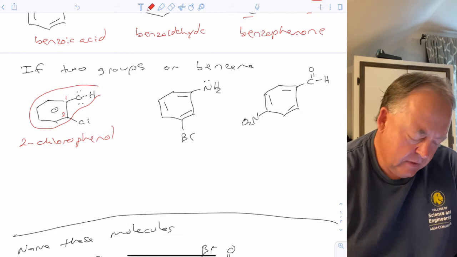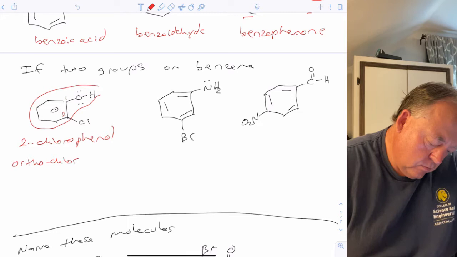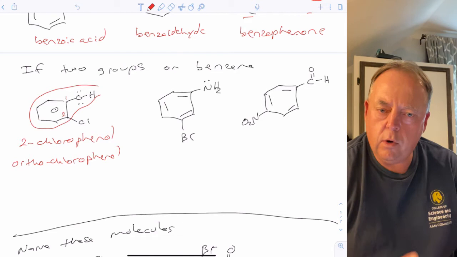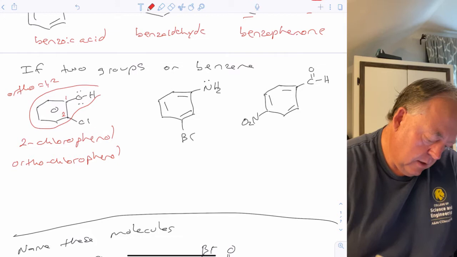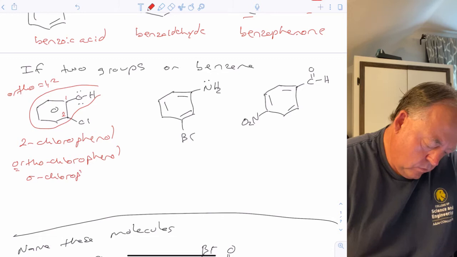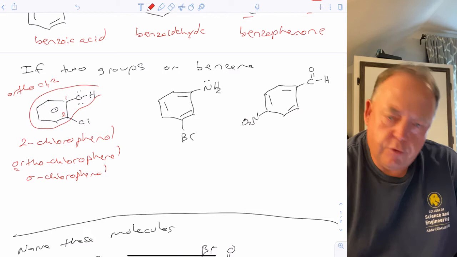You sometimes also see this called ortho. Orthochlorophenol, so the ortho means the two things are 1-2 with respect to each other. Or just abbreviated O. So o-chlorophenol would be, so you should know how to name all three different ways.